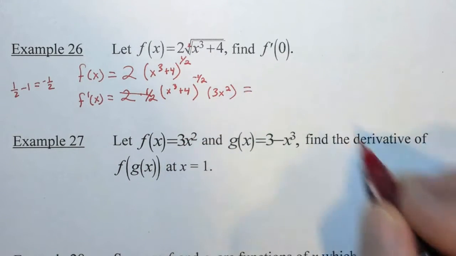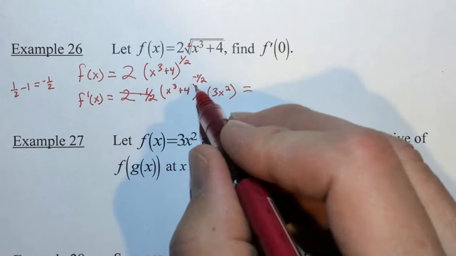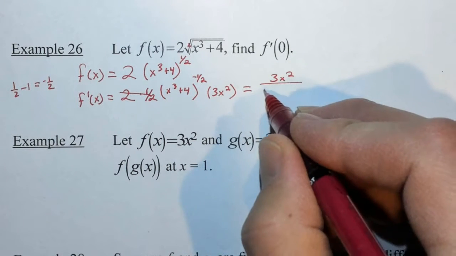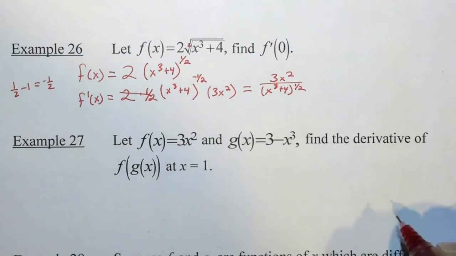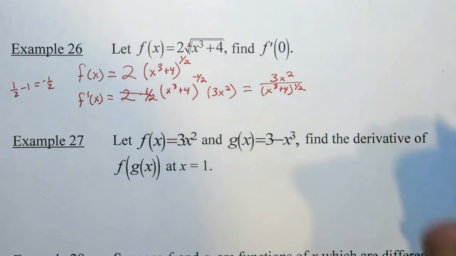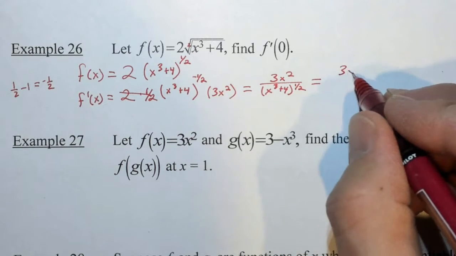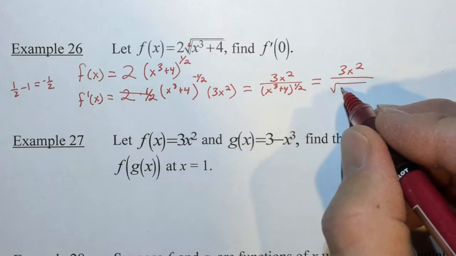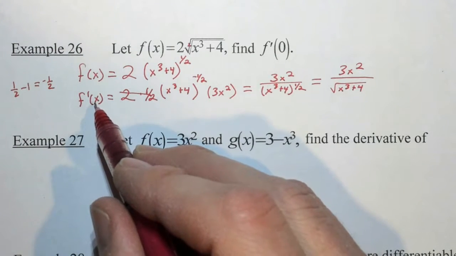Which means we can rewrite this expression. We have 3x squared, which is a positive exponent, and we have a negative exponent. We know that negative exponents can become positive if they're moved down into the denominator. So we have 3x squared over the quantity x cubed plus 4 to the 1/2 power. And again, something to the 1/2 power, as we know from up top, is the same thing as the square root. So this is really 3x squared divided by the square root of x cubed plus 4. That's f prime of x.